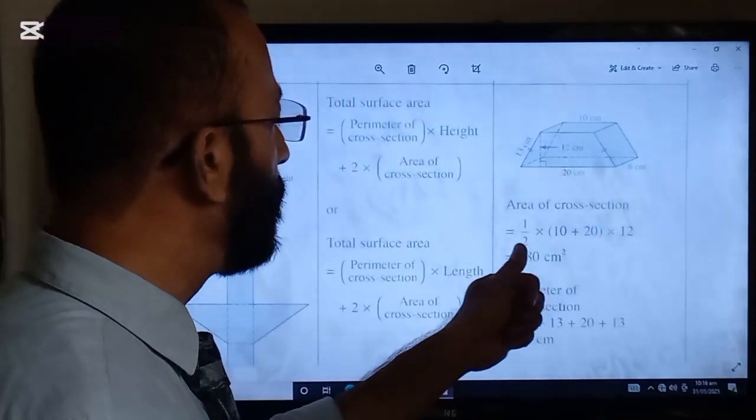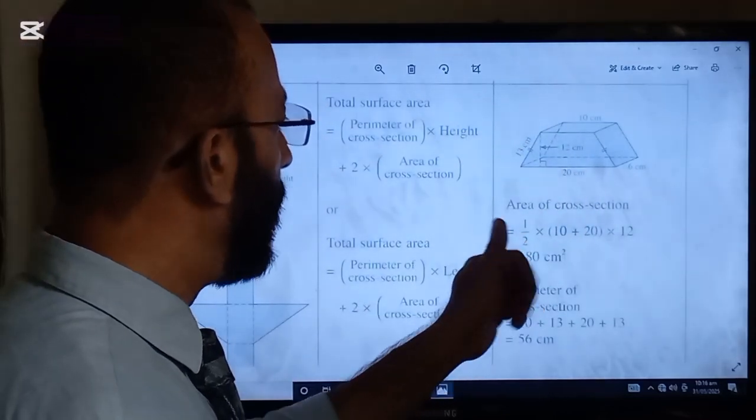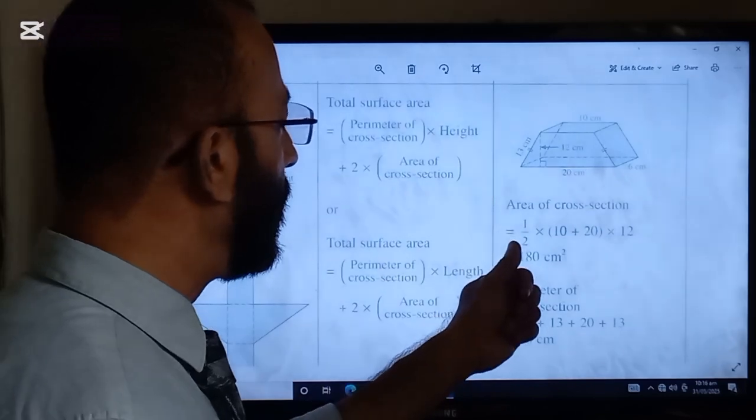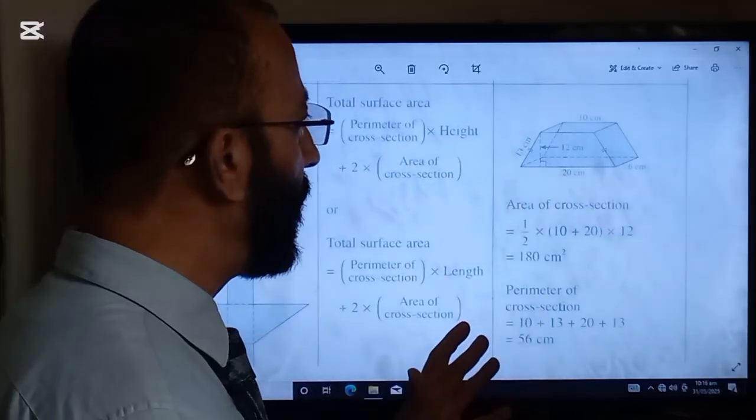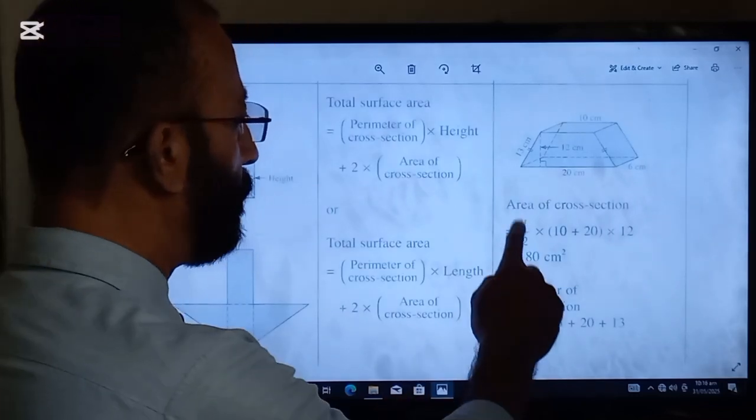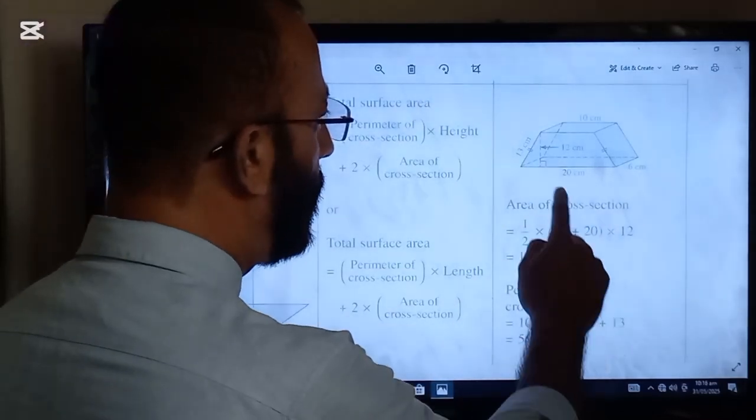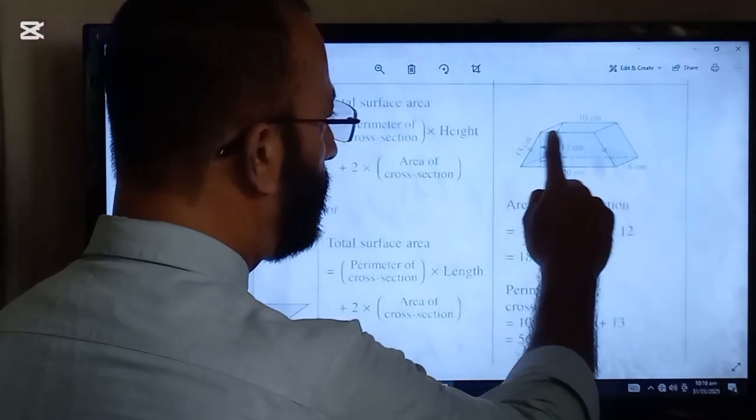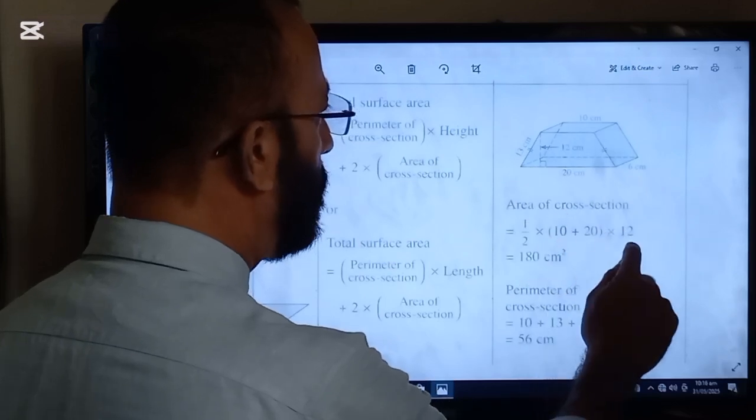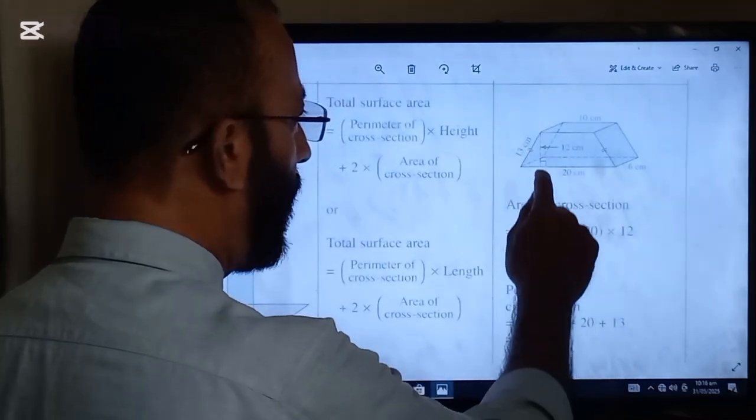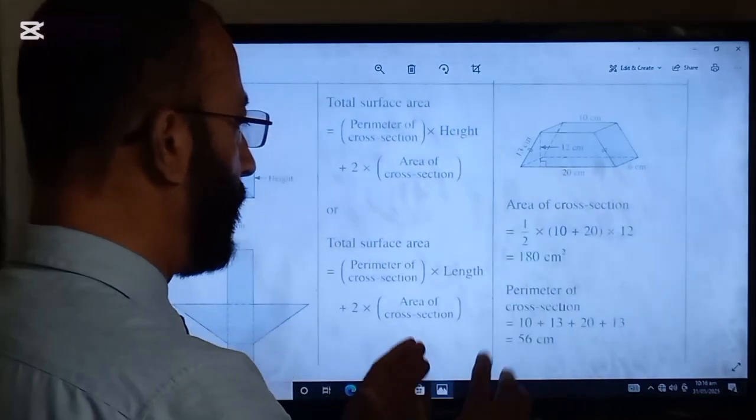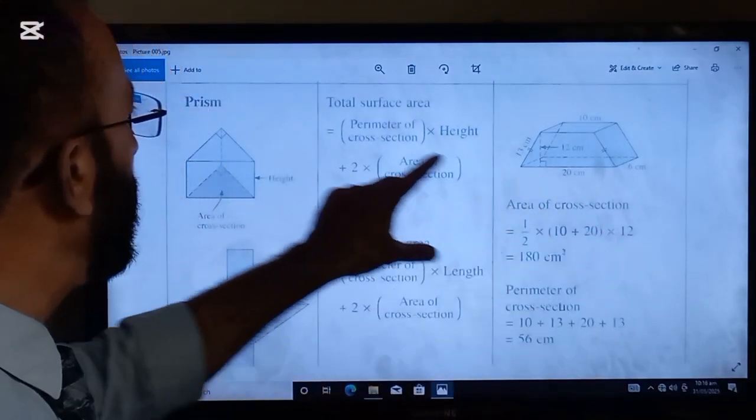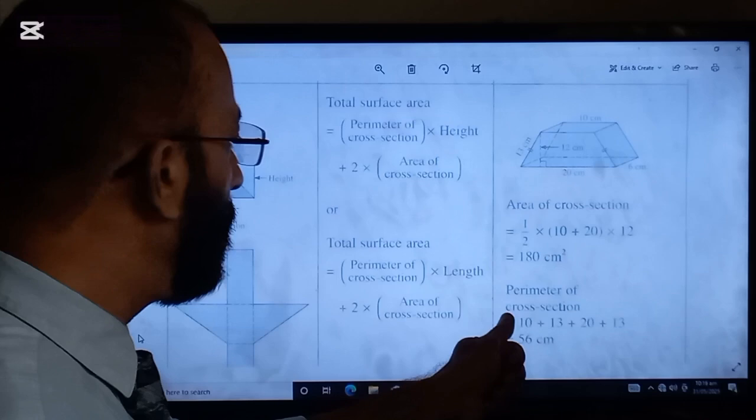So area of the cross section, first we will find the area. Formula for the area of the trapezium is 1 by 2 into sum of parallel sides into height. So 1 by 2 into 10 plus 20, because this is 10 and this is 20, into the height between them is 12. So this is the area of the cross section. Now we are going to put the values into this formula. Perimeter of the cross section.